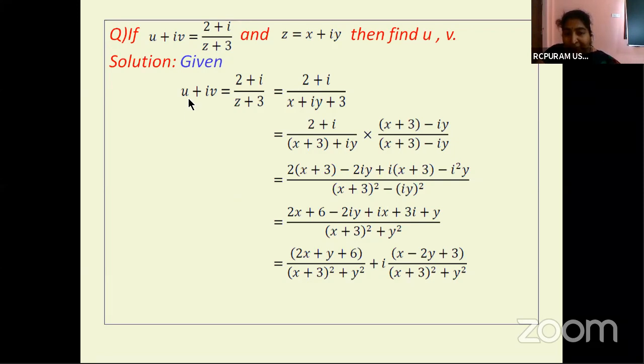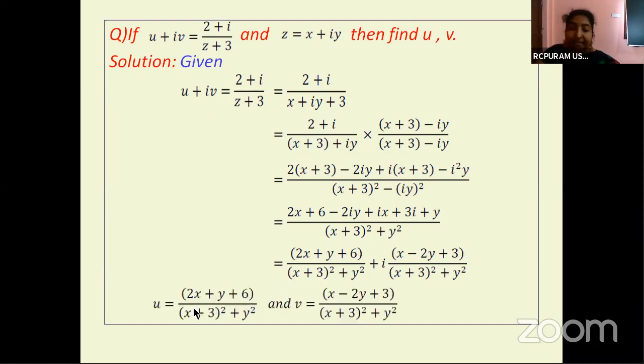What is our question? u plus iv. u plus iv we have reduced to some a plus ib form. So real part will be equated with real and imaginary part with imaginary. So you have u is equal to (2x plus y plus 6) divided by ((x plus 3) whole square plus y square), and v is (x minus 2y plus 3) divided by ((x plus 3) whole square plus y square).